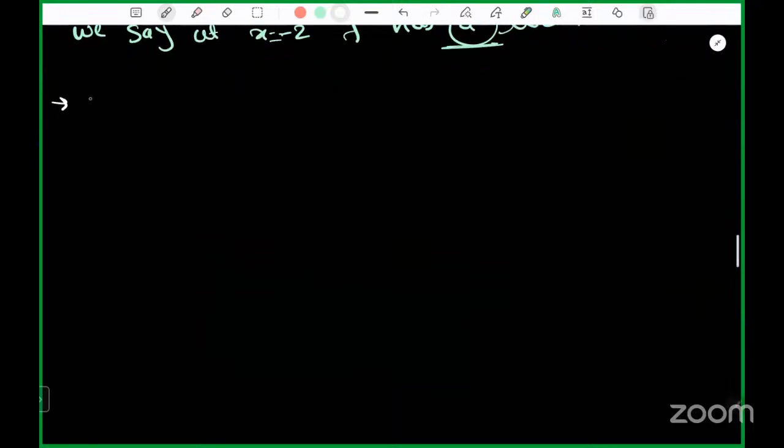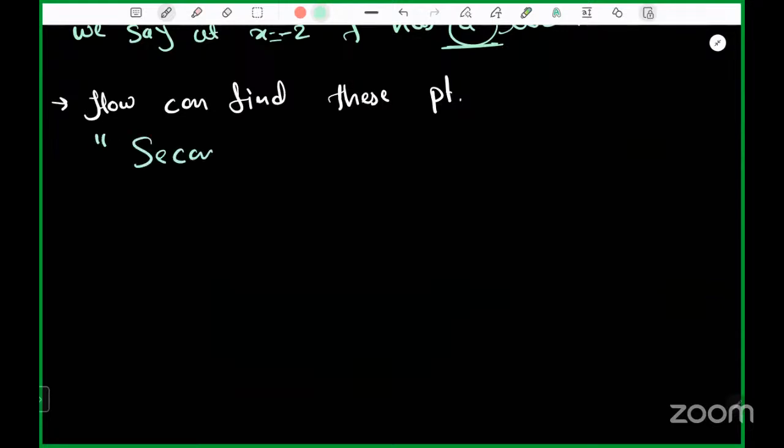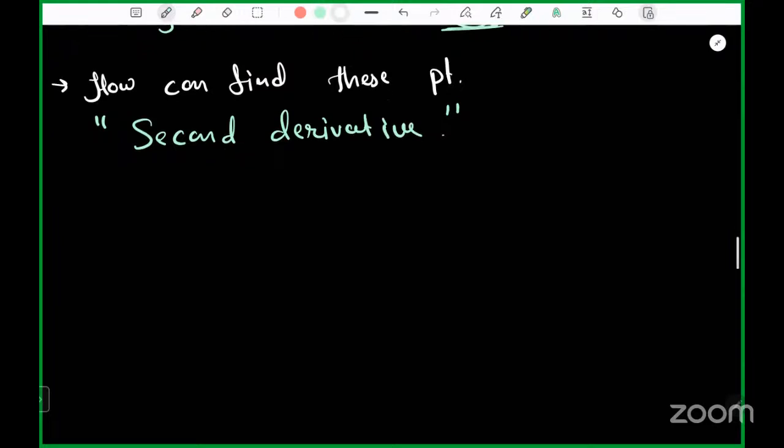Now the question comes, how can we find these points? For that we have a test known as the second derivative test. So we will apply the second derivative test. As the name suggests, second derivative means we have to compute f double dash of the function. This test works in two steps.